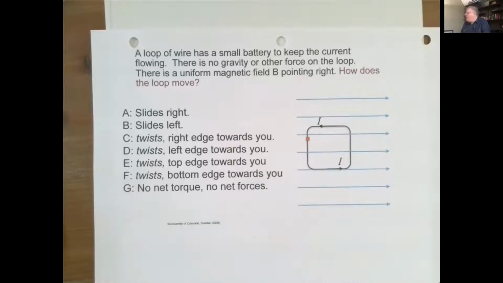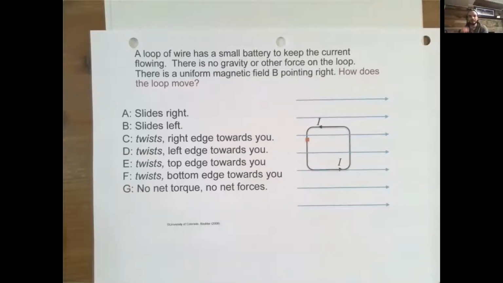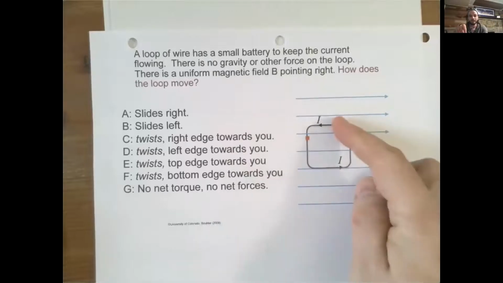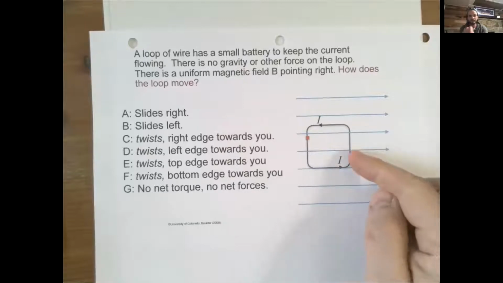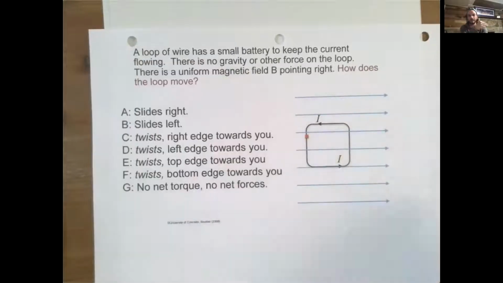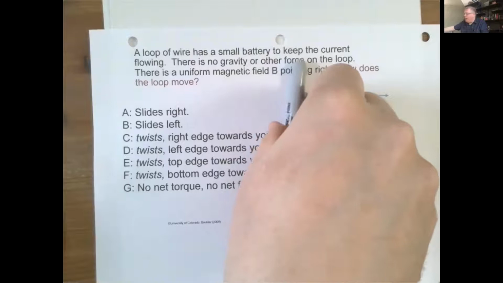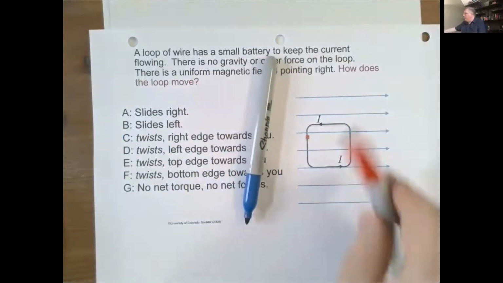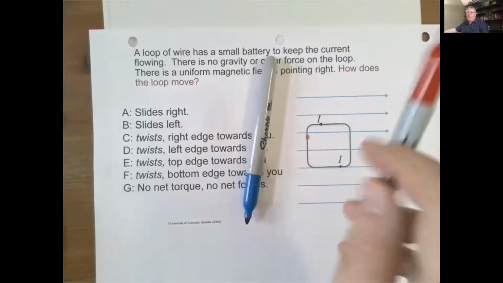Okay. Calvin, why do you think there's no net force, no net torque? Because the top and the bottom are parallel to the electric field, so they have no force. Right. And then on the left, the force is going up, and on the right, the force is going down. So they're equal and opposite. That's true. So there's an equal and opposite force, right?